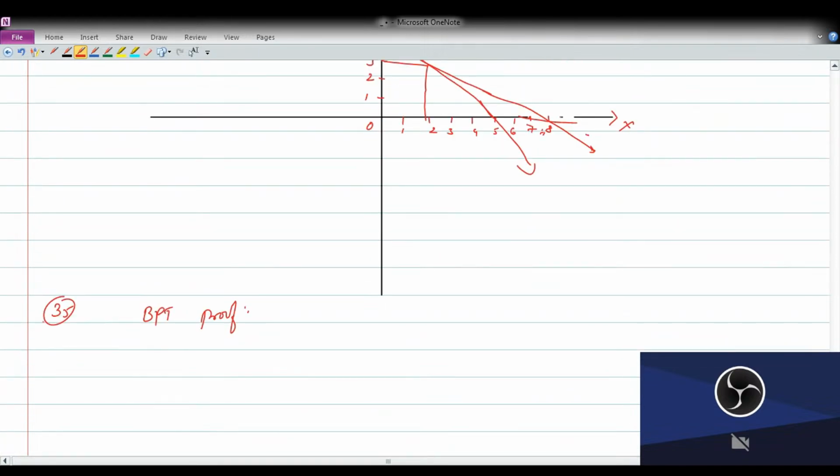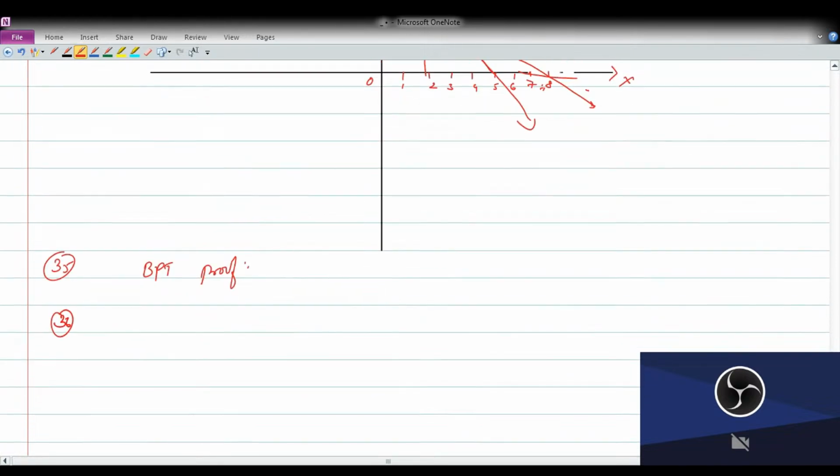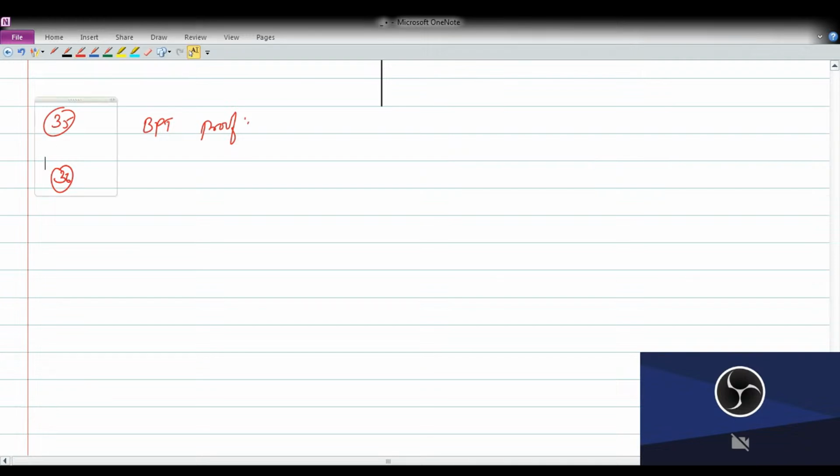Now I am going to take question number 36 from the chapter Surface Area and Volume. I'm going to copy the question first. Yes, this is the question I have.